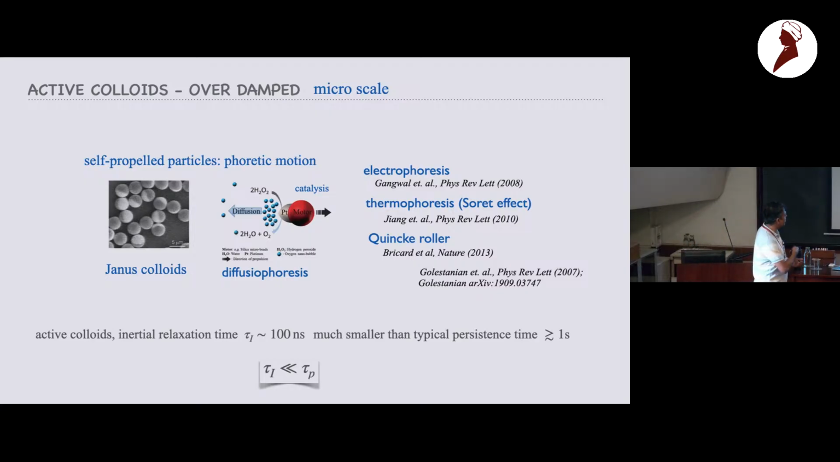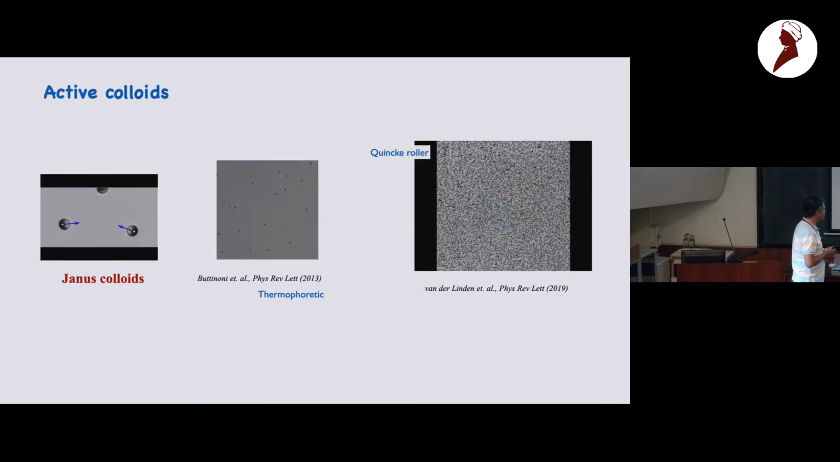This persistence time, for example in active colloids, turns out to be on the order of a second, whereas given their little mass, their inertial relaxation time is typically one, two, or many orders of magnitude smaller than the persistence time. So the two quantities to compare are the persistence time and the inertial time. Since the inertial time is too low, we don't care about inertia for this kind of system.